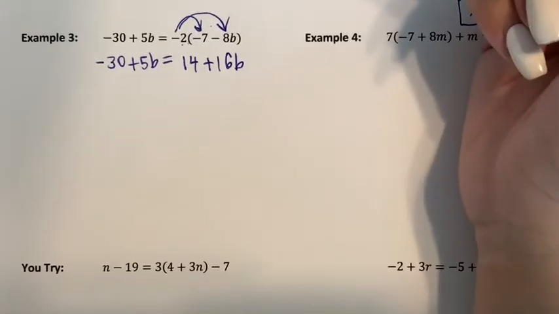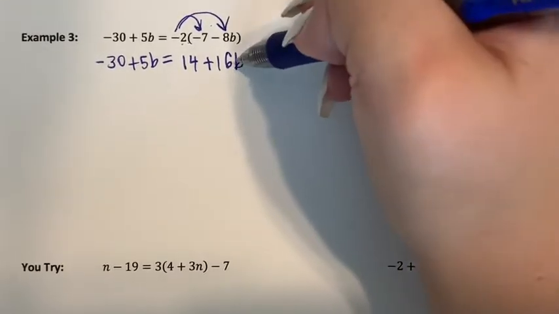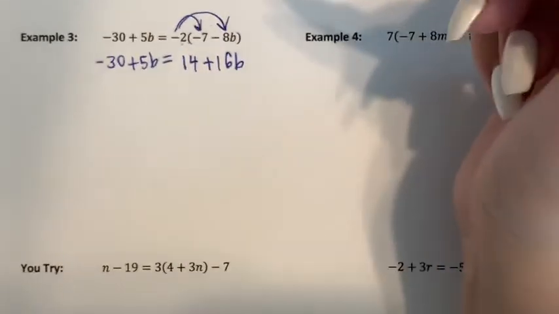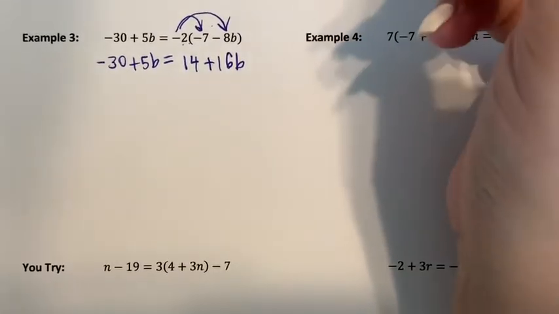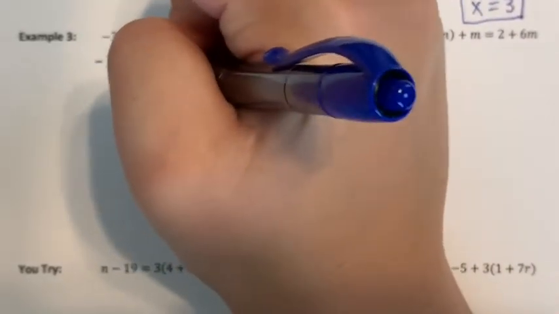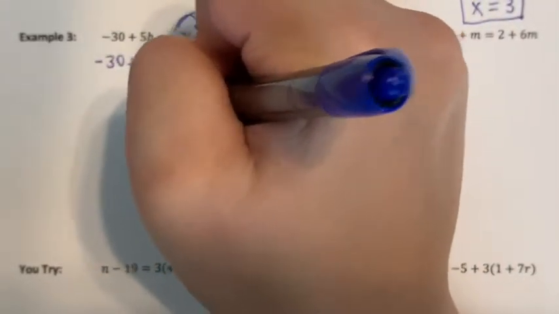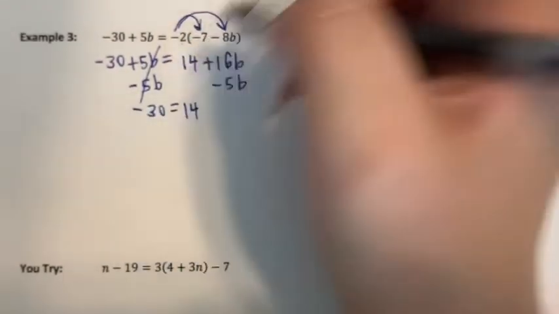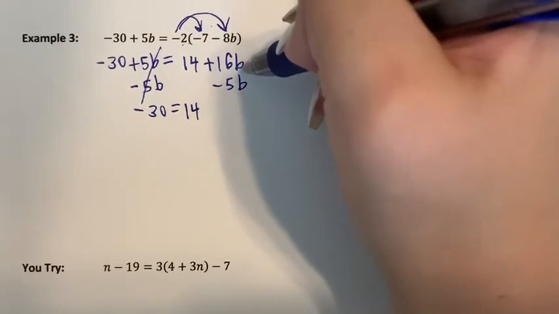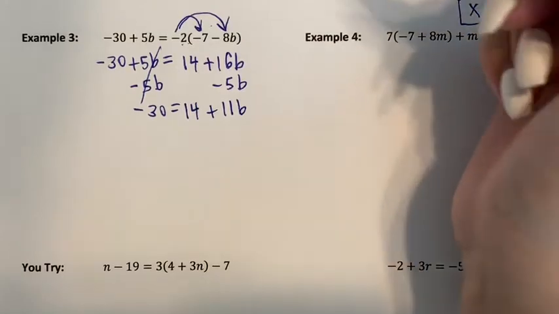Now I want to move my b's to the same side. It doesn't matter if you move your b's to the left side or to the right side. That's definitely your preference. Let's move b's to the right side. So we could do -5b minus 5b. So then I'm left with -30 equals 14. -16b minus 5b gives me a positive 11b.